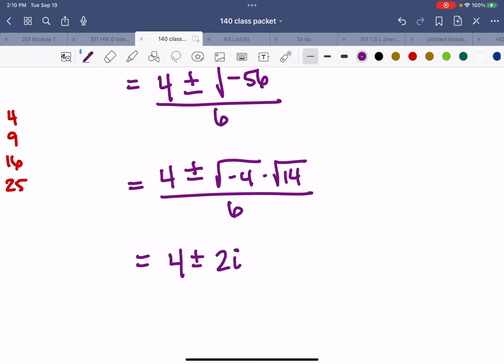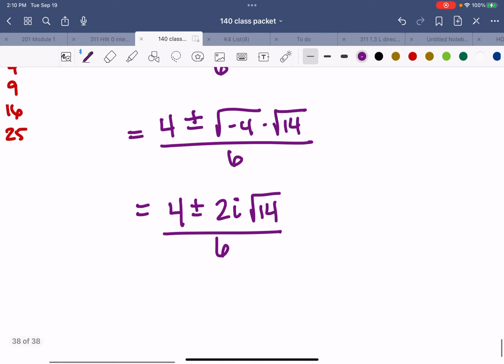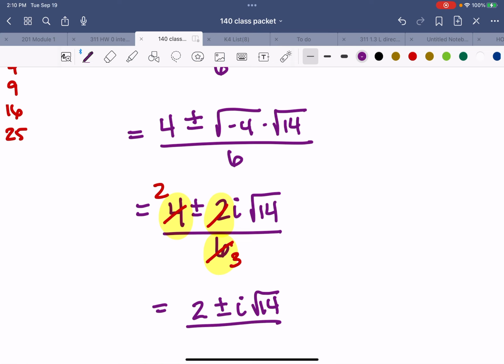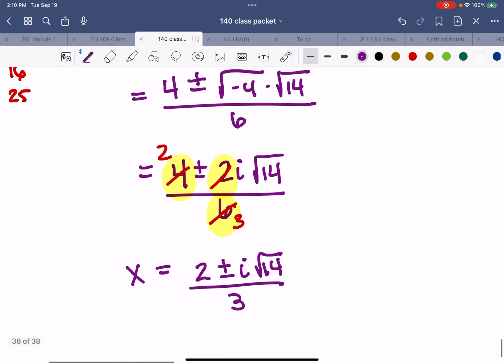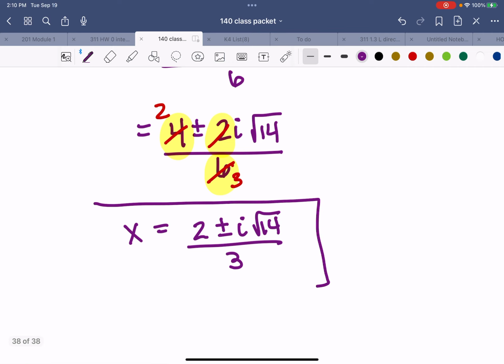So it's 2i times the square root of 14 all over 6. And now you can see that I have a factor of 2 in each of those, so I can cancel a 2. 2 goes into 4 twice, and 2 goes into 6 three times. So that means I'm going to get 2 plus or minus i root 14 all over 3. And that is my x. So in this case, I get 2 imaginary solutions.